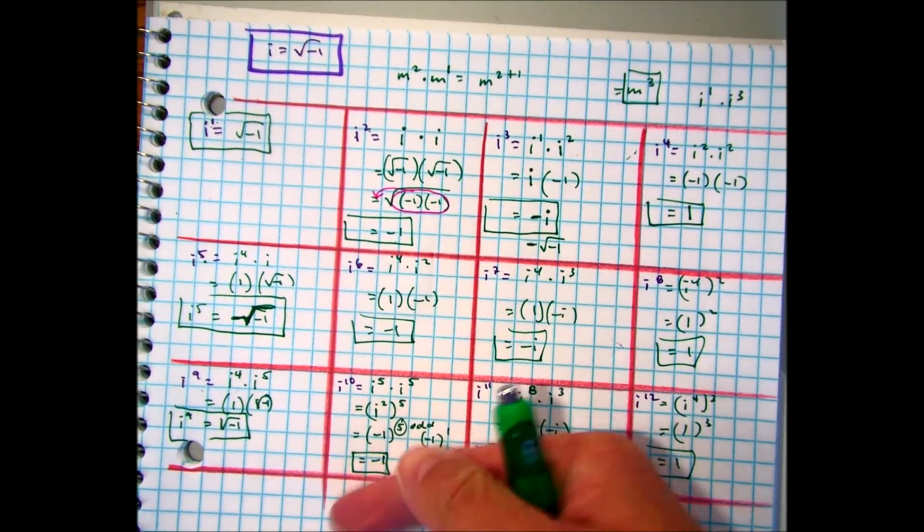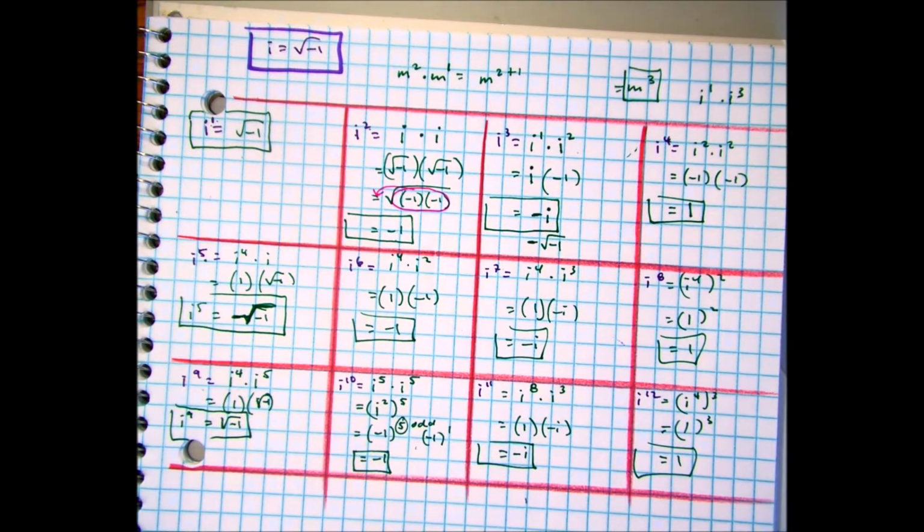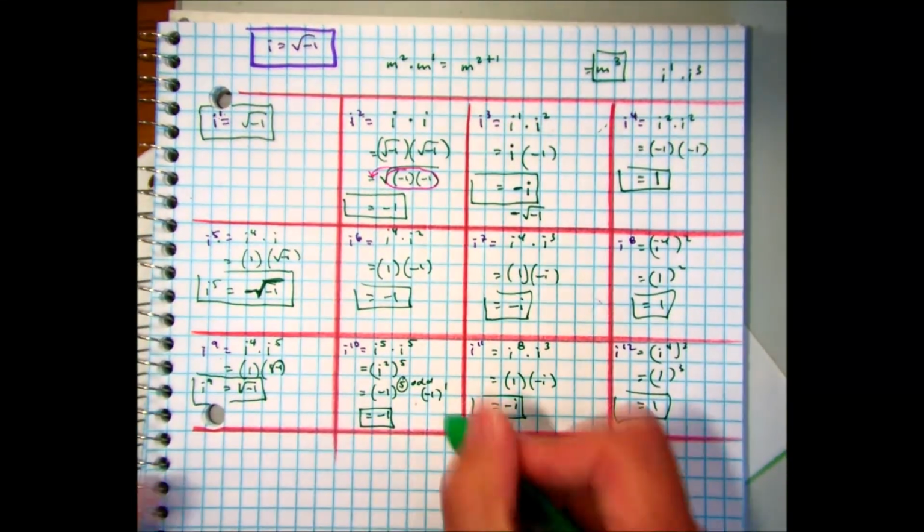Do you see this? So I'm going to show you guys how this is a method that you need to find i to the 49th power.